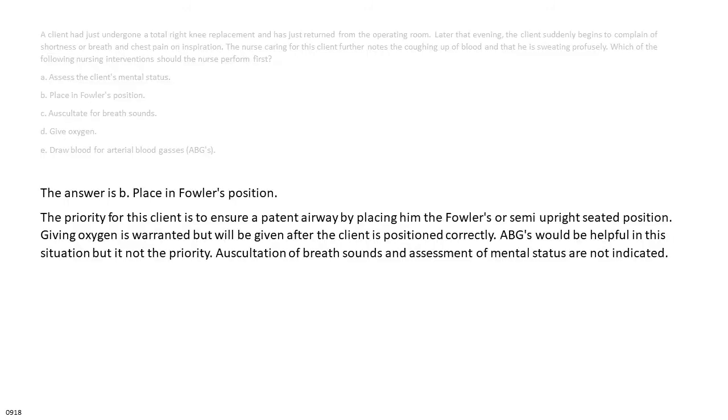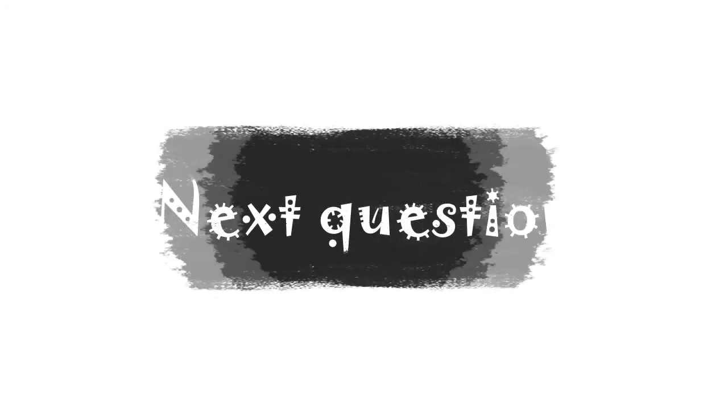The answer is B. Place in Fowler's position. The priority for this client is to ensure a patent airway by placing him in the Fowler's or semi-upright seated position. Giving oxygen is warranted but will be given after the client is positioned correctly. ABGs would be helpful in this situation but is not the priority. Auscultation of breath sounds and assessment of mental status are not indicated.